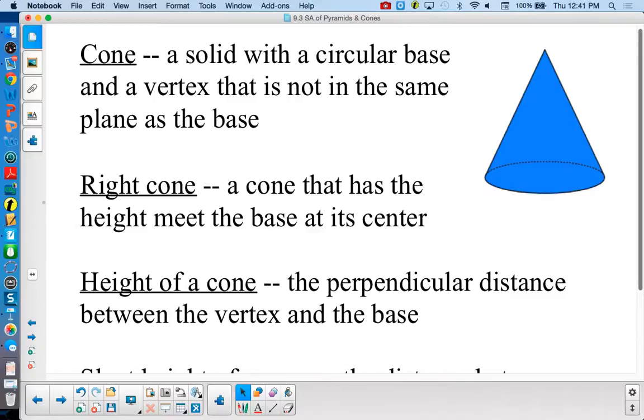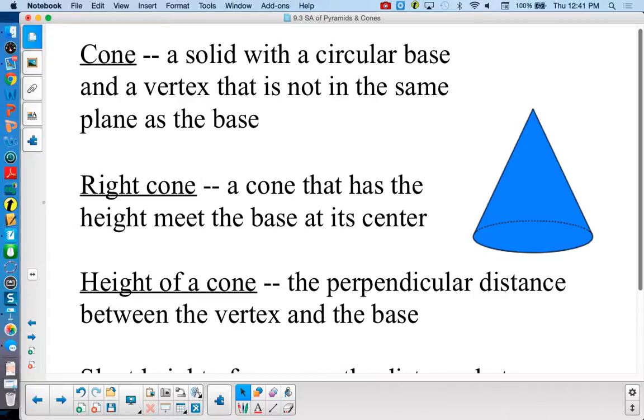We're going to be working with a right cone, and as it says, a right cone is a cone that has the height meet the base at its center. So this cone that I have pictured here, if you go from the center of the cone perpendicular up, that's making a perpendicular height right at the center. That's a right cone.